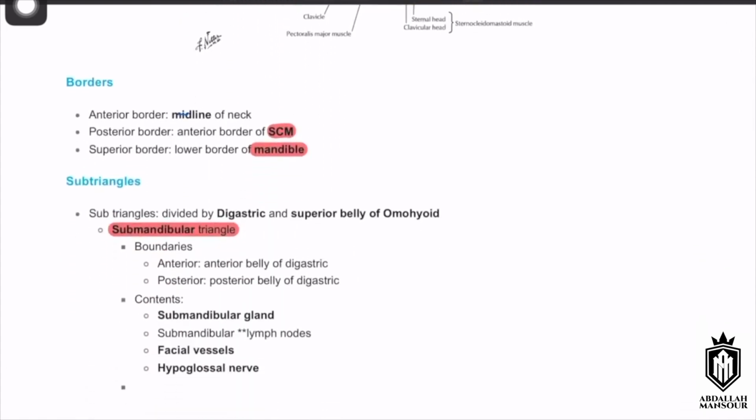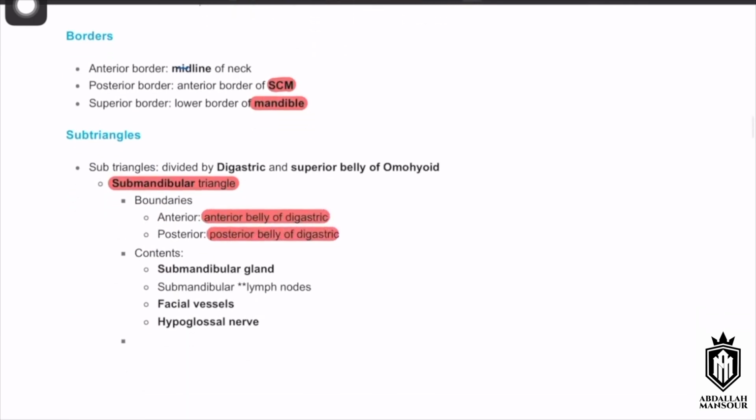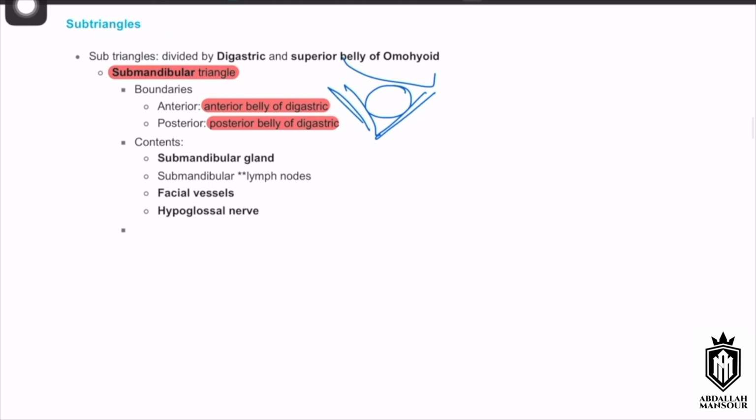You have the anterior belly of digastric and posterior belly of digastric, and also the mandible superiorly as well. So you have the mandible, the anterior belly, and the posterior belly, just like that. It contains mainly the submandibular salivary gland and some submandibular lymph nodes as well.